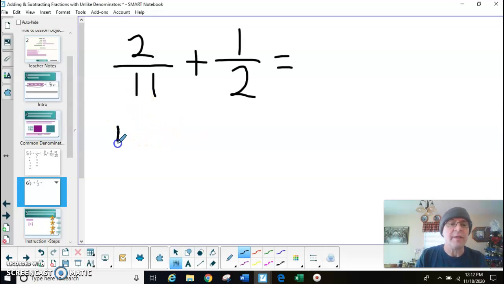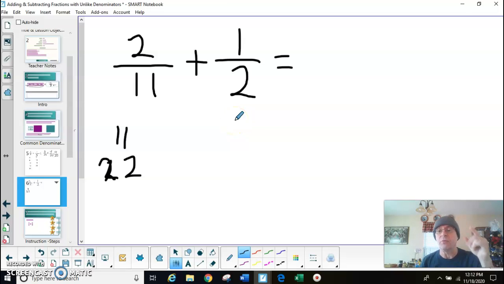11 times 1 is 11. 11 times 2 is 22. Now, many of you may be able to look and say, 22 is divisible by 2, isn't it? 2 divides into 22. If we counted by 2, we'd get 2, 4, 6, 8, 10, 12, 14, 16, 18, 20, 22, right? So, we could make our common denominator 22, couldn't we?